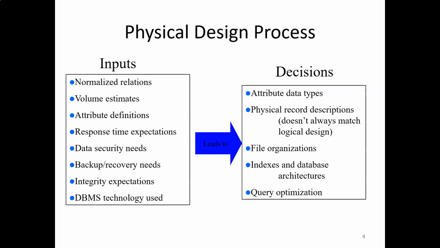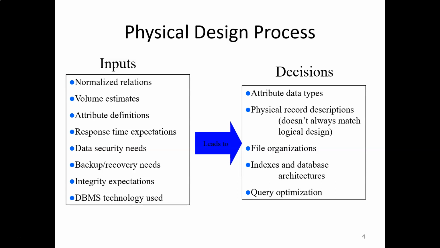So what's the physical database design process? Well, you take a number of inputs you get from the previous steps and then make a number of decisions. The inputs you get are the normalized relations. That's what you got from the logical database design. Volume estimates, attribute definitions, response time expectation, data security needs, backup recovery needs, integrity expectation. All of these you probably get from the analysis phase.